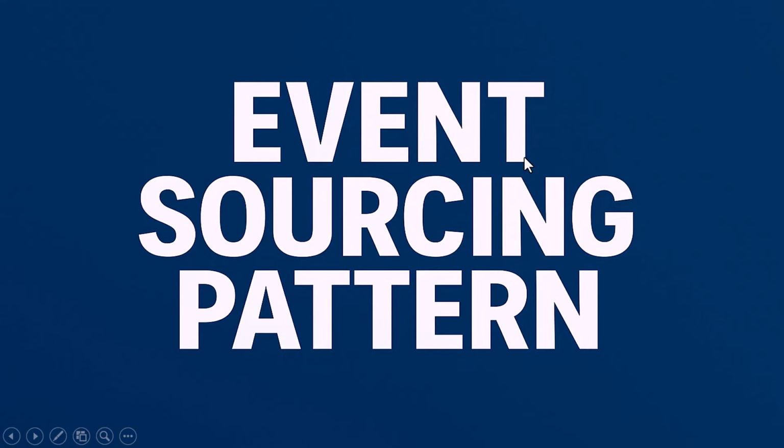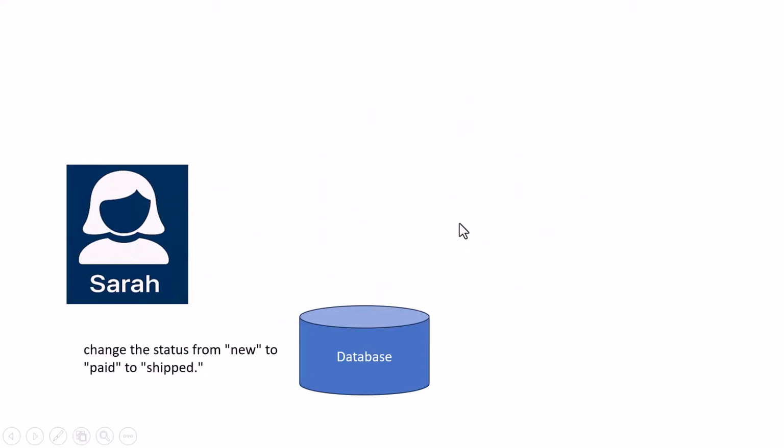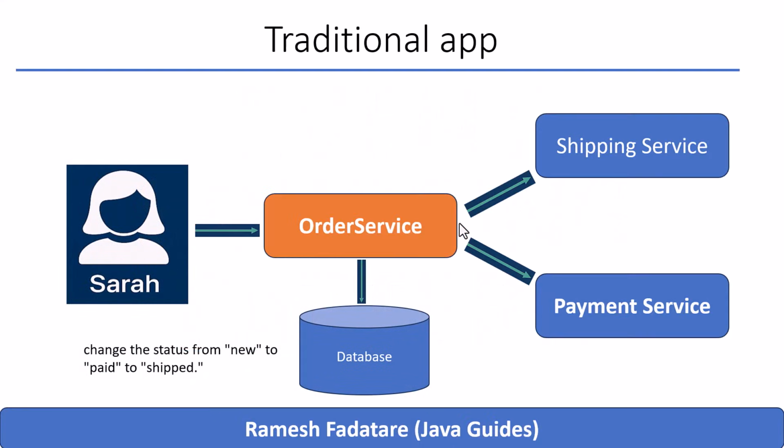If you have ever wondered how companies like Amazon track every action in an order and how they recover when something goes wrong, event sourcing is a pattern that makes it all possible. Let's understand the event sourcing pattern with an e-commerce platform use case.